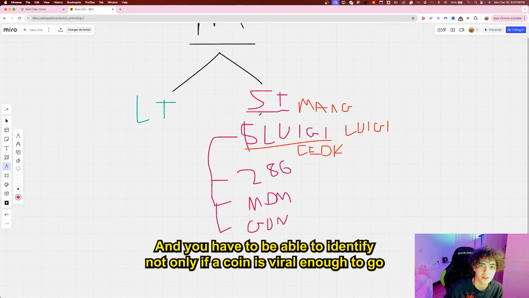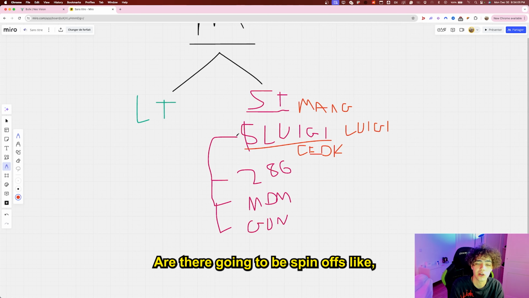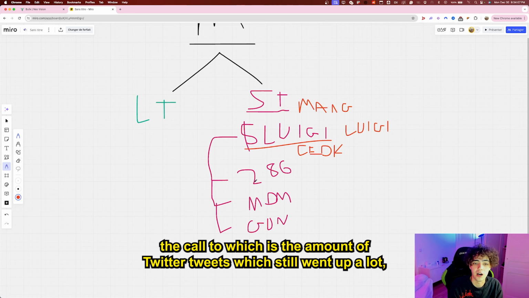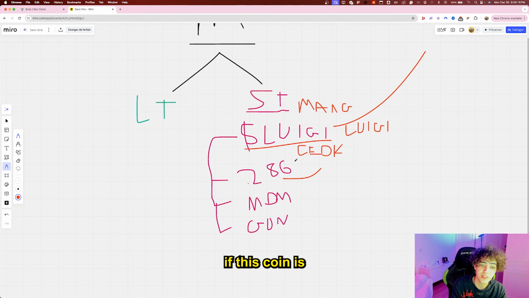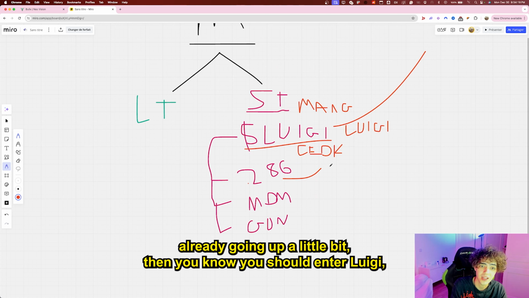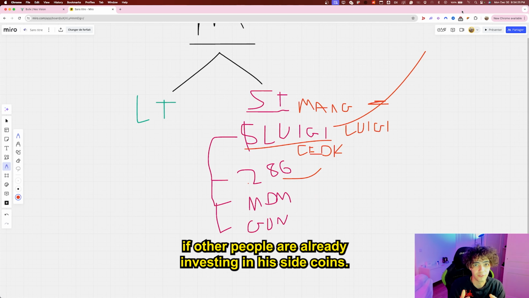And you have to be able to identify not only if a coin is viral enough to go big, but are people going to create different coins of it? Are there different ways to name the coin? Are there going to be spin-offs like the coin counting the number of Twitter tweets, which still went up a lot, maybe not as high as Luigi? When you see people start making coins like this, if this coin is already going up a little bit, then you know you should enter Luigi, even if it's at a high entry, because it's going to go up a lot higher if other people are already investing in its side coins.